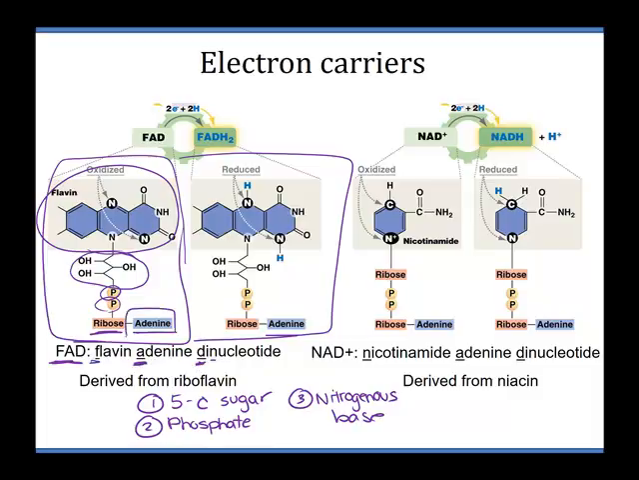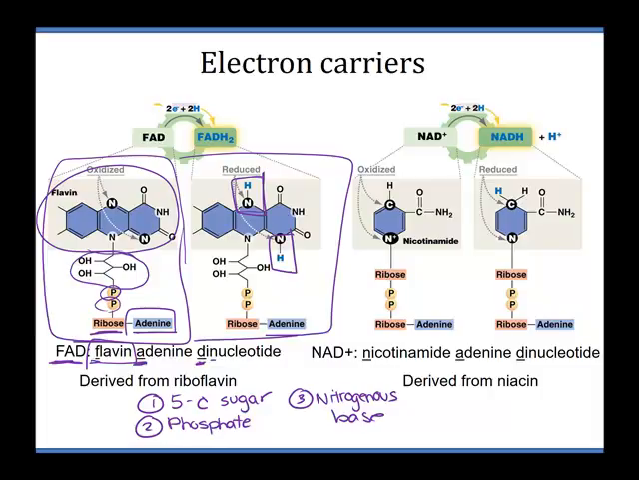Adenine is one of the nitrogenous bases. Flavin is another nitrogenous base that we didn't learn about in the beginning of the quarter. So that's why it's called FAD. It has this weird, big, complex structure. When we reduce it, when we add electrons, remember we add a hydrogen, we specifically add electrons right there and right there. Okay, so we actually add 2 pairs of electrons to FAD.